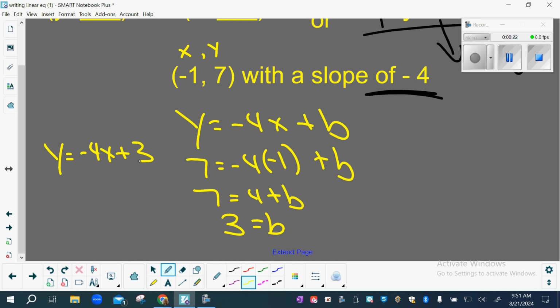What form is that? That's y-intercept form. I want that bad boy in standard form. Remember how to do that? X's and Y's on one side, no negatives in the front, no fractions.